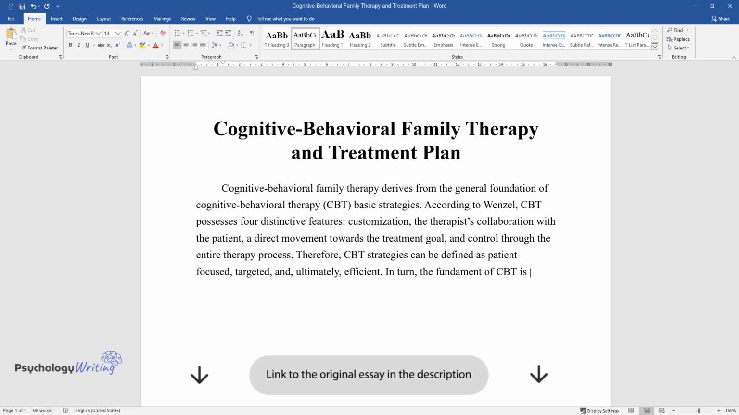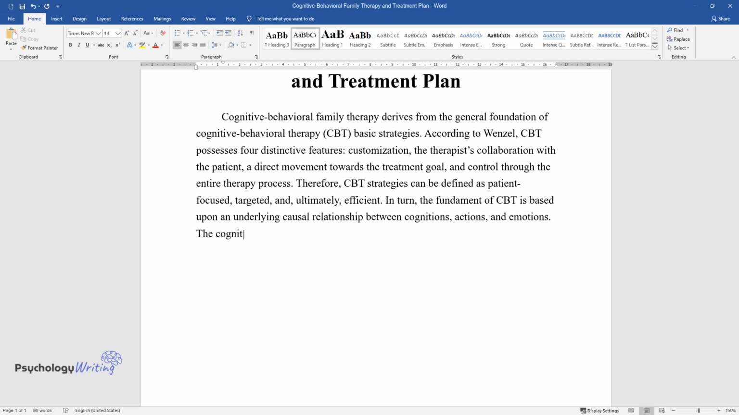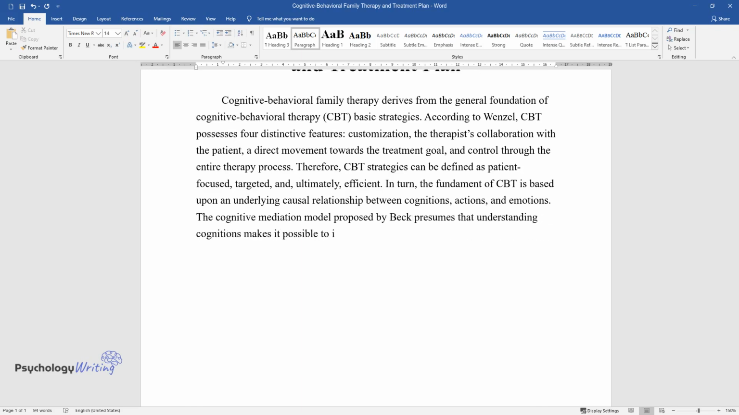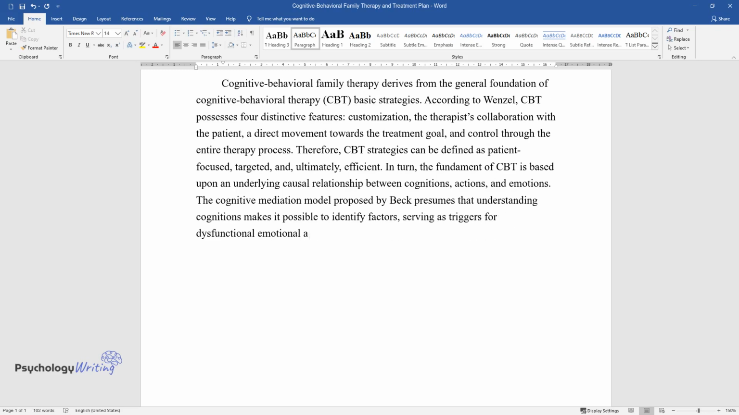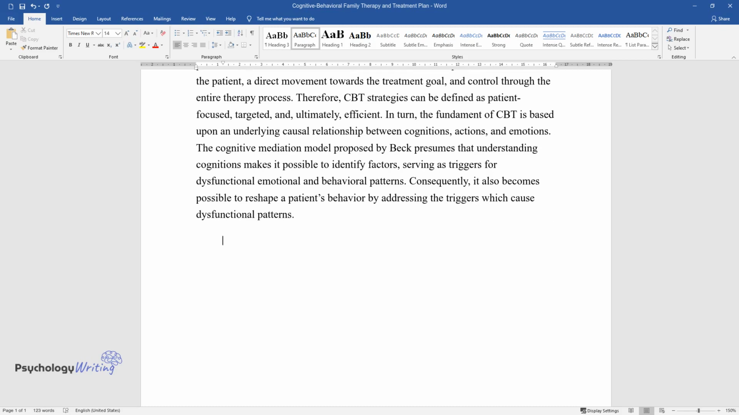In turn, the fundament of CBT is based upon an underlying causal relationship between cognitions, actions, and emotions. The cognitive mediation model proposed by Beck presumes that understanding cognitions makes it possible to identify factors, serving as triggers for dysfunctional emotional and behavioral patterns. Consequently, it also becomes possible to reshape a patient's behavior by addressing the triggers which cause dysfunctional patterns.